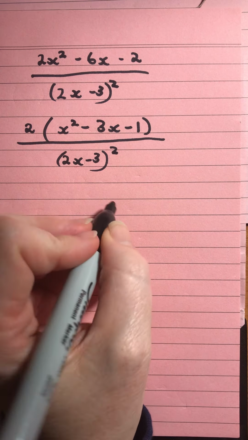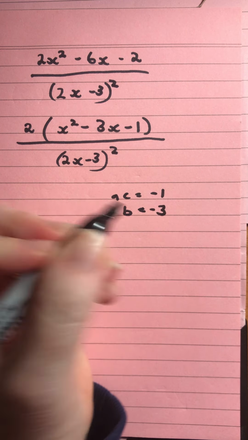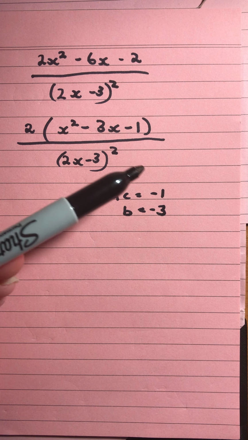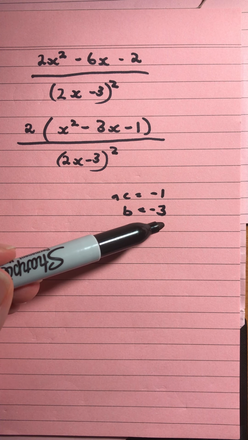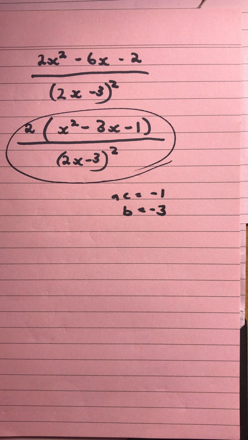So I can go, okay, my AC is equal to -1, my B is equal to -3. Are there any numbers that multiply to give -1 that add to give -3? And nothing really obvious comes to light, so we leave our answer as that. And that's our quotient rule.